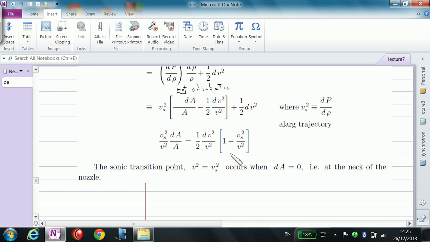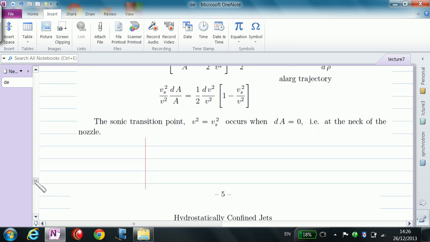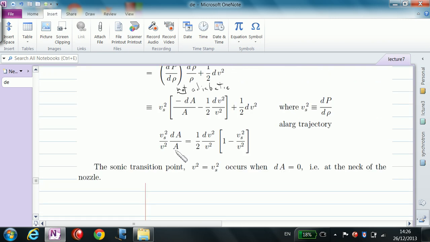Now what does that show, if nothing else? It shows that v equals vs where A is a minimum. Because where A is a minimum, it means dA is 0. dA dx, if you will. And this is dv squared dx. So that's exactly v squared equals vs squared.